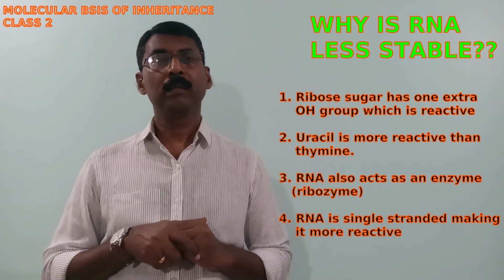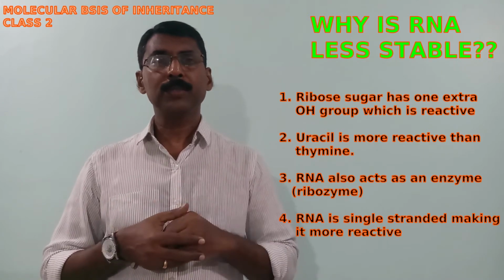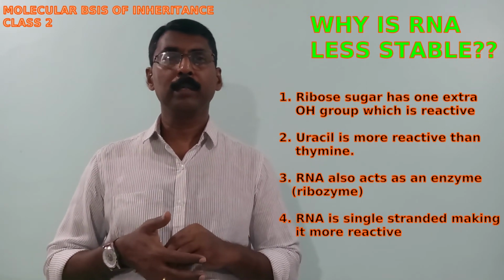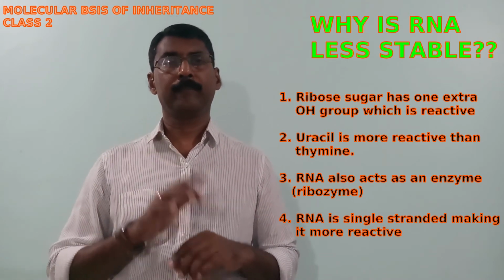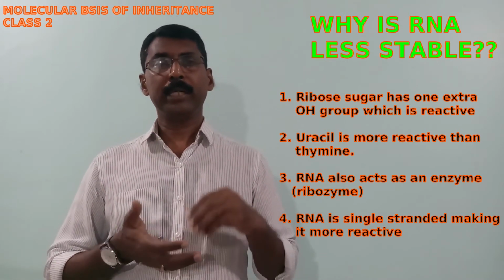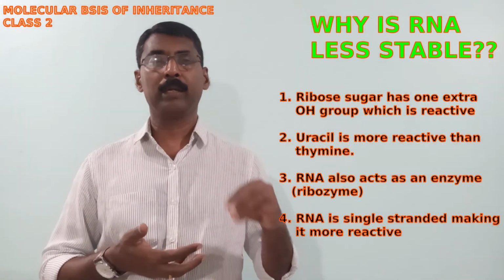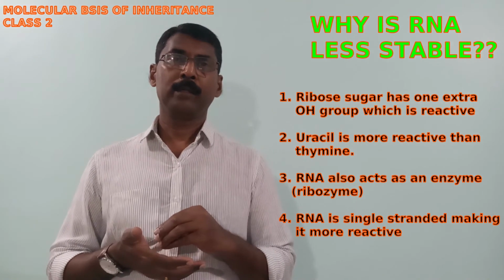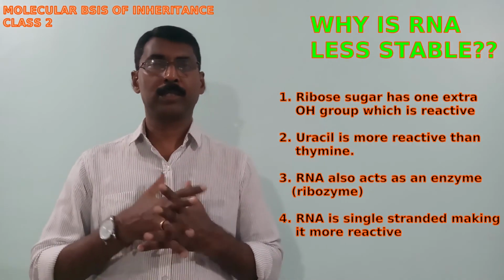So that gives this property of the RNA, provides it less stability than DNA. So this one extra OH group present in RNA makes it less stable. This is one reason.